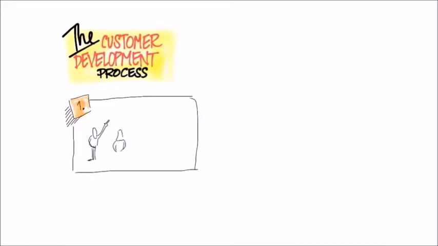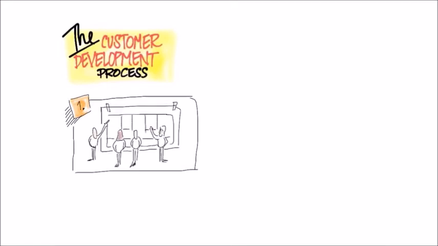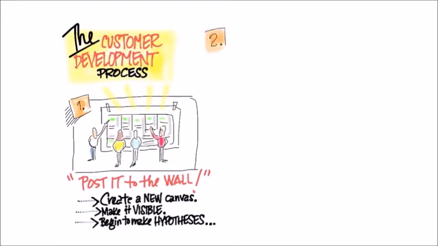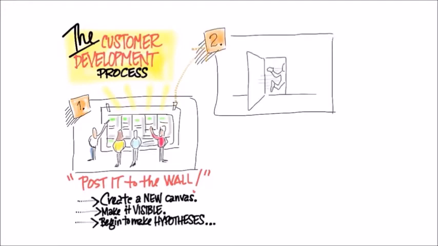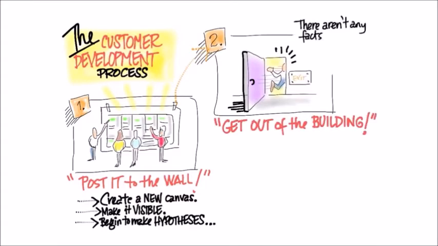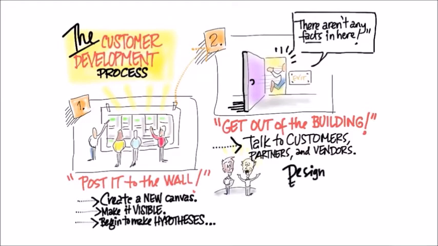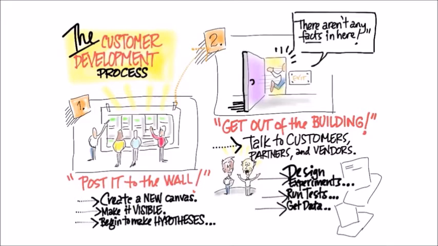It says you start with your business model canvas hypotheses. And in fact, what you really do is you blow up the canvas and you actually post it to the wall. And you use yellow stickies, no pens or pencils allowed, because you are going to get most of them wrong. But you're going to make it visible, and you will actually begin to construct your hypotheses. And the next thing you'll do is look at them and go, hey, there aren't any facts in this room. Let's get out into the building and talk to customers and partners and vendors, and we'll learn how to do this with some rigor, with a process, not just randomly getting out, but actually design experiments, run tests, get data, and more importantly, get some insight.